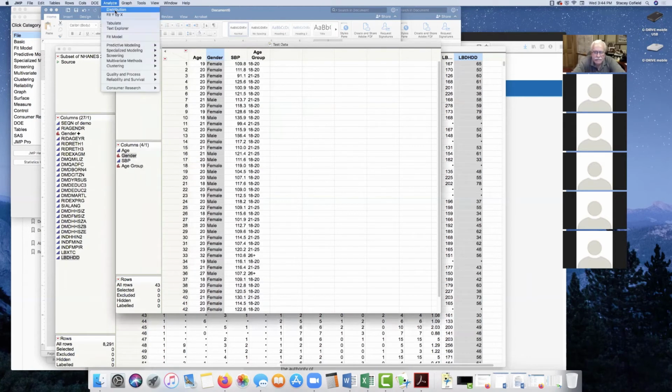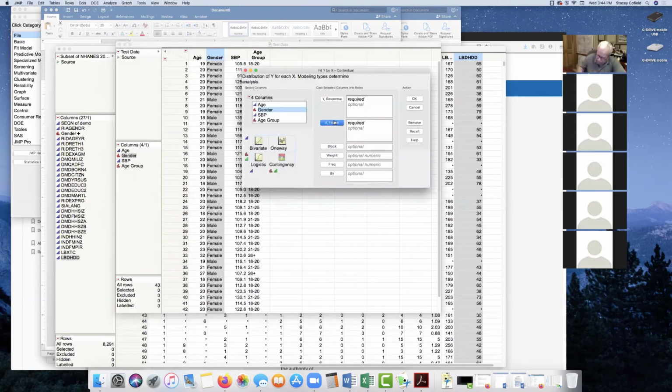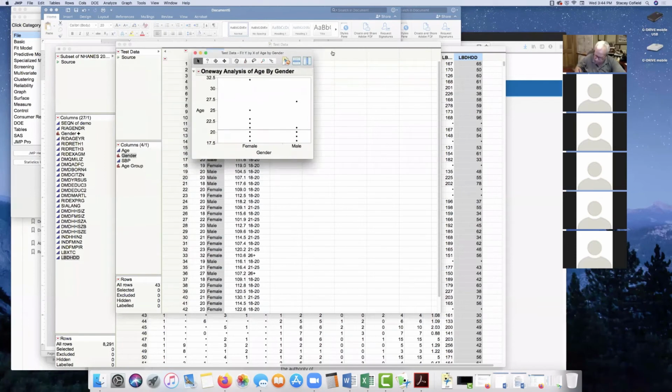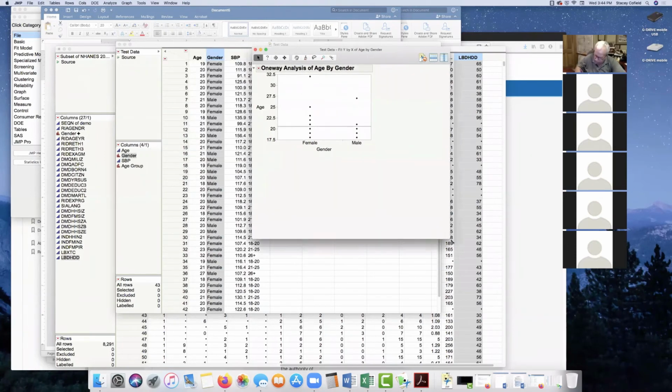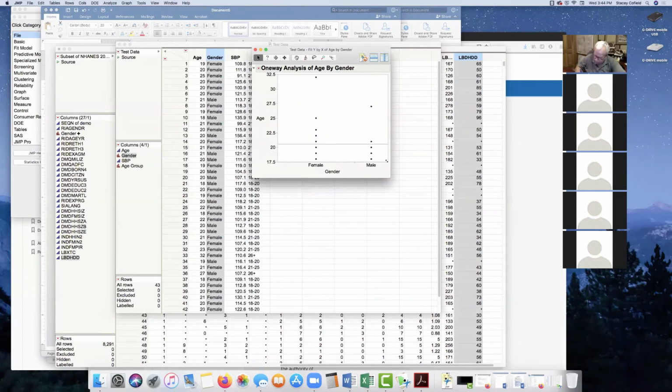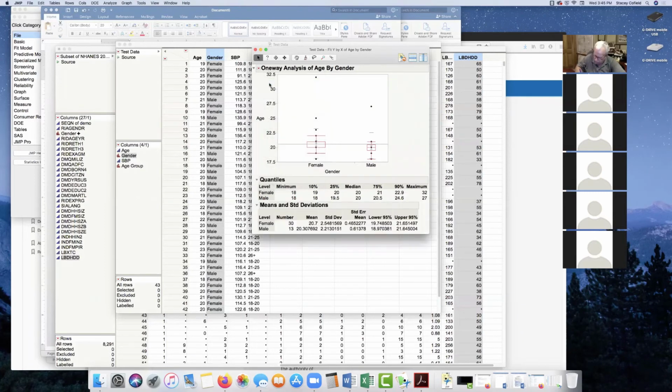All right, so now I'm going to go back and do Fit Y by X. My categories are my X. My continuous is my outcome. So again, nominal X, continuous Y. That's going to get me a one-way ANOVA, where the simplest form of an analysis of variance is a t-test, which is what we're going to do here. We get just the basic figure, because JMP doesn't know what test we want yet. So I'm going to ask for my quantiles and my means and standard deviations.